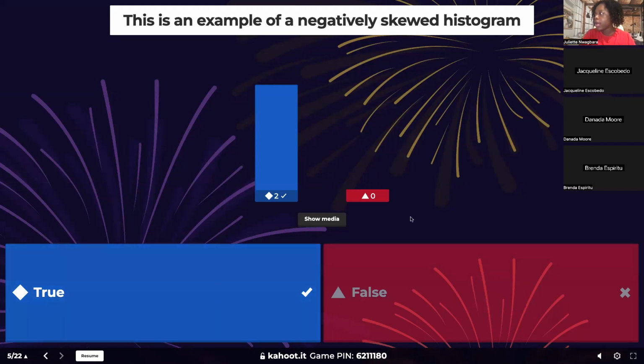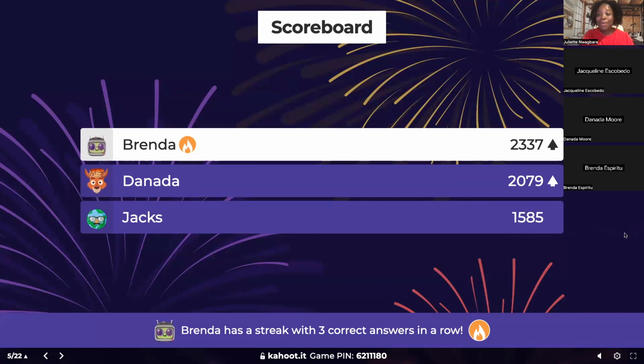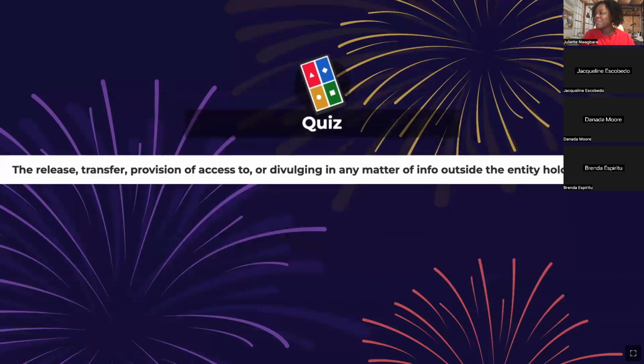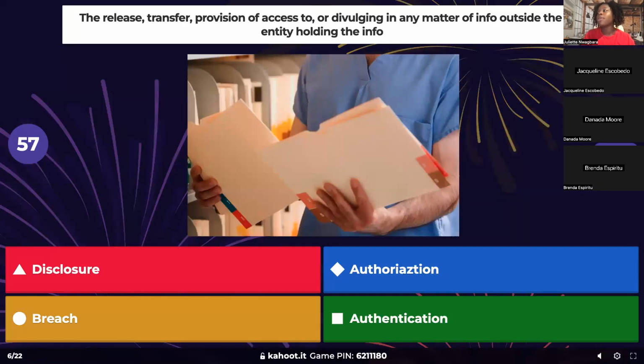All right, let's go ahead and go to the next one. Okay, and it is anybody's game, as you guys can see. Let's go ahead and go to our next question. The release, transfer, provision of access to, or divulging in any manner of information outside the entity holding the information is what? And you have about 45 seconds.